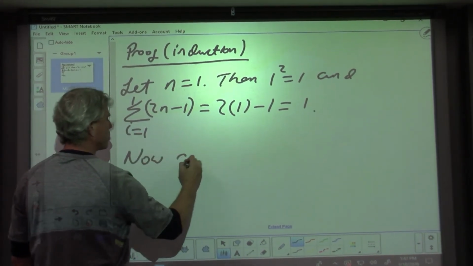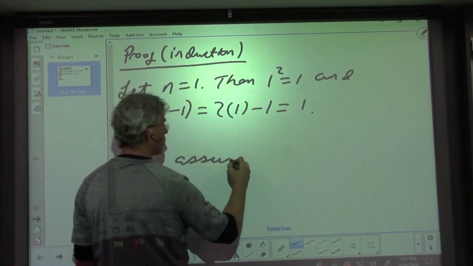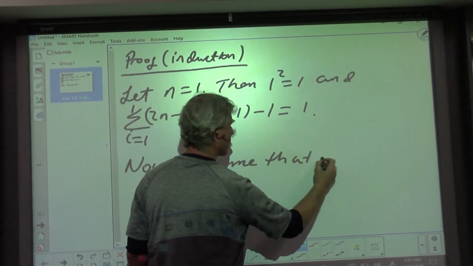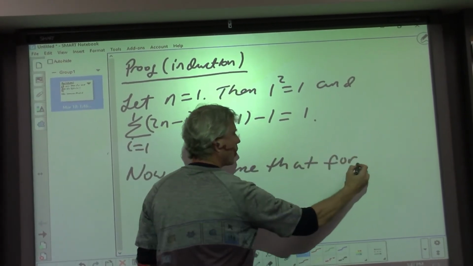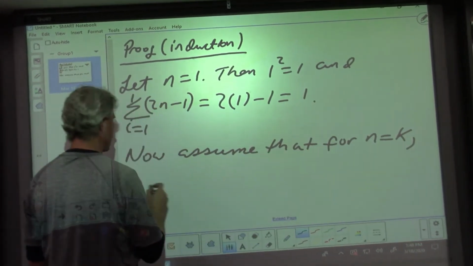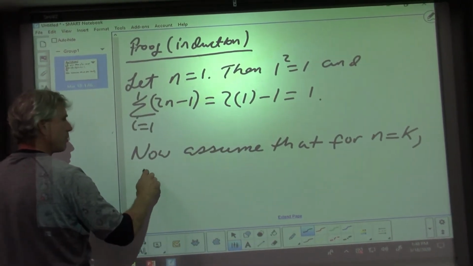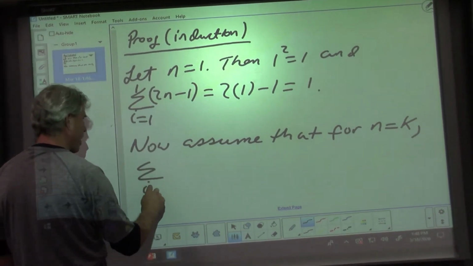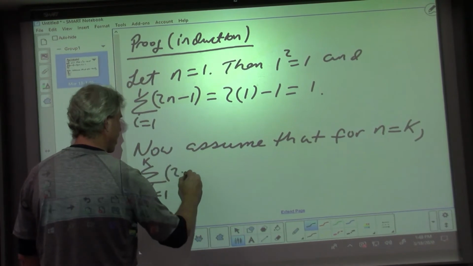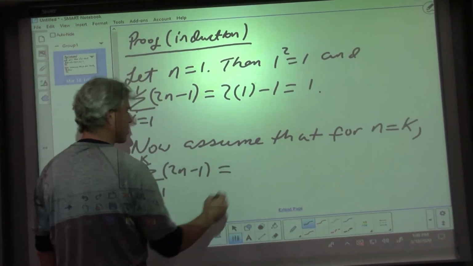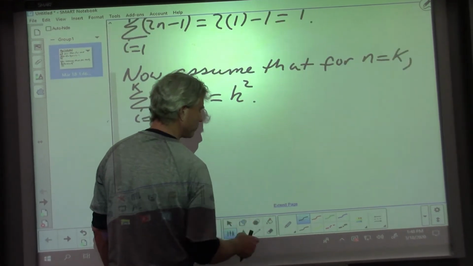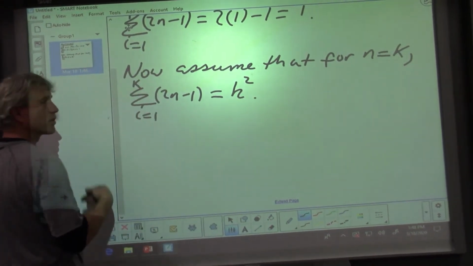Now, assume that for n equals k, assume that the formula works. The sum from i equal 1 to k of 2n minus 1 is just going to be given by k squared. Step 3.